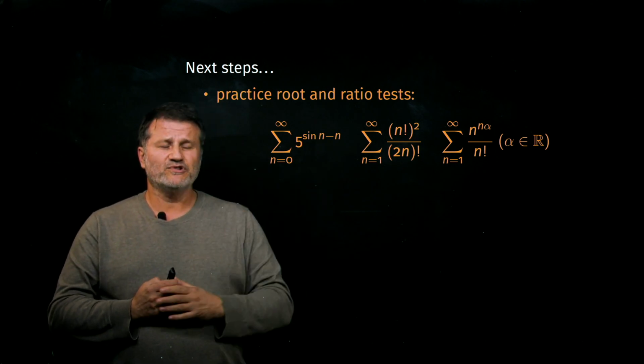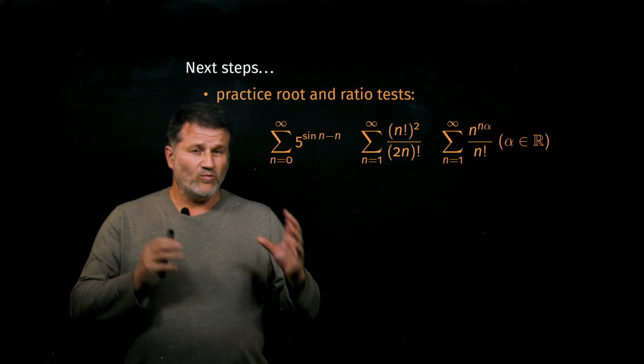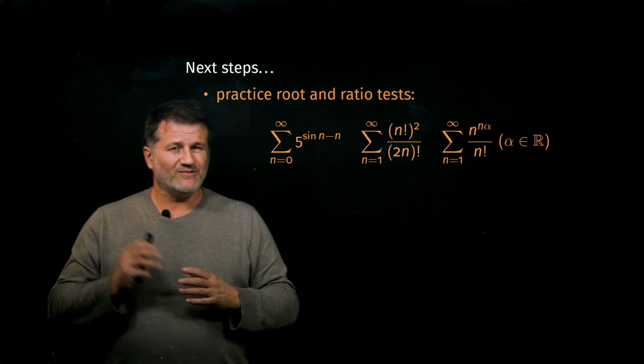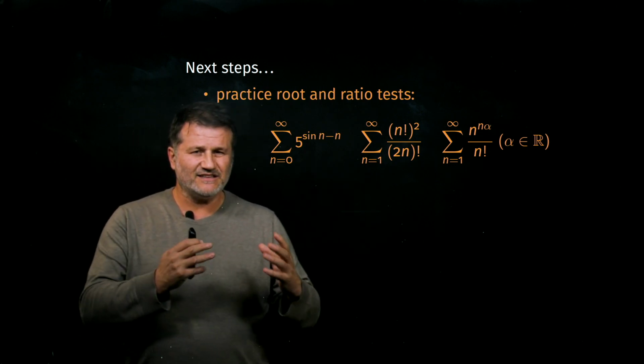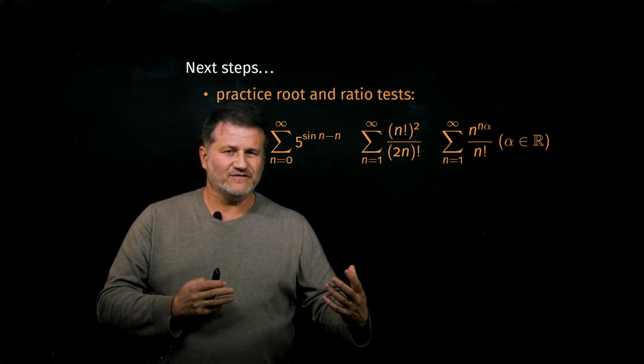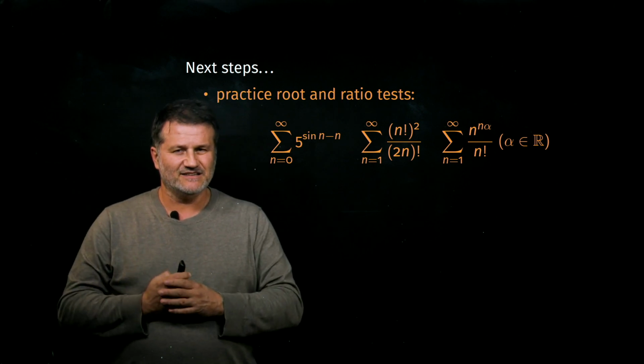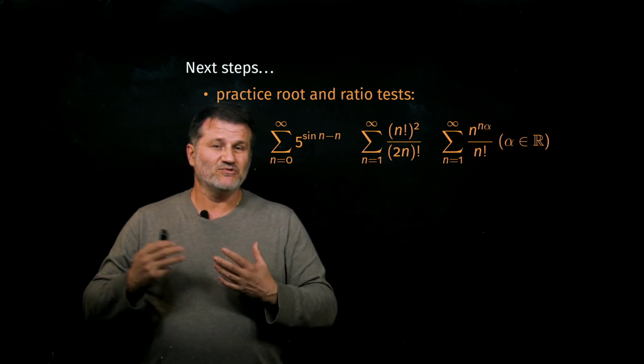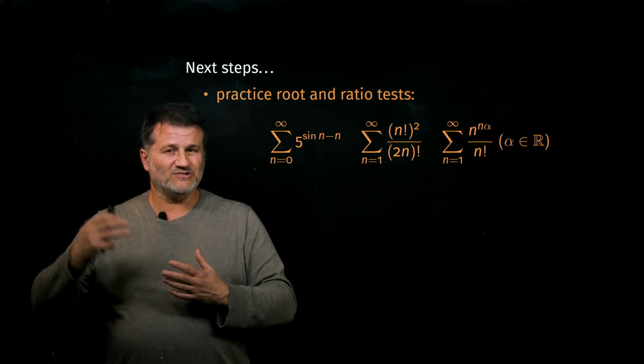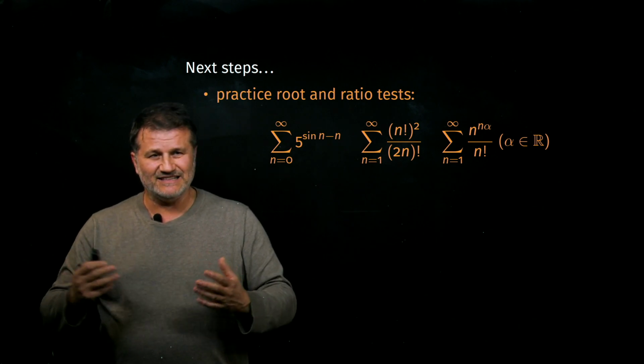Also, it is useful to know that when one of the tests fails, also the other one will fail. So when you get q equal 1 in the test of the root or the ratio, you will get q equal 1 also in the other test. So for example, if you get q equal 1, it is not wise to try to apply the other test, because you will get the same answer.